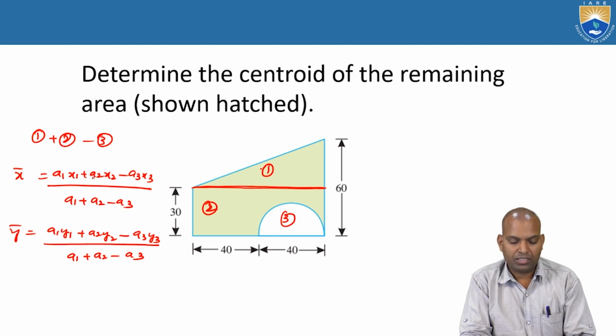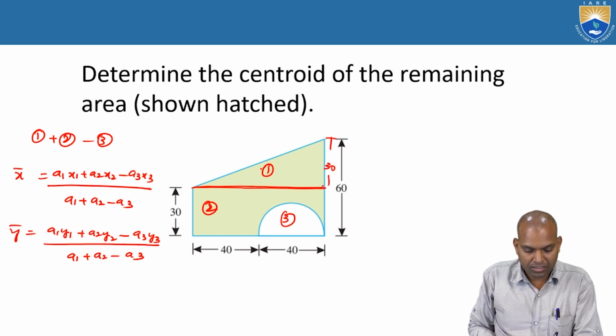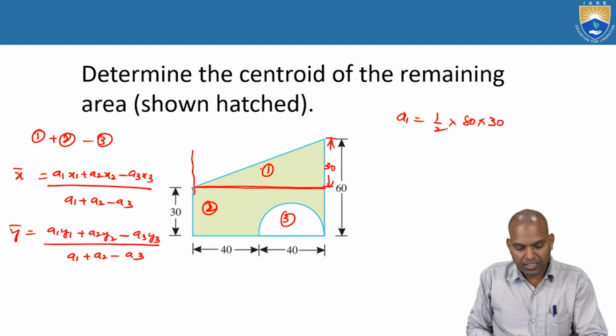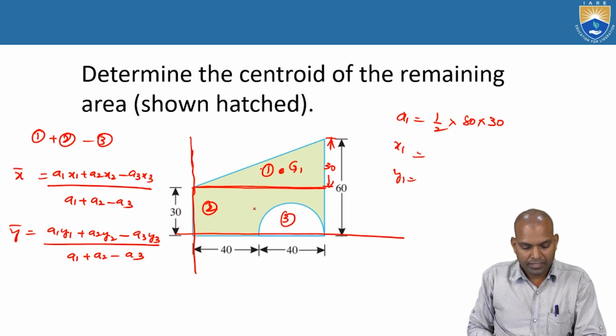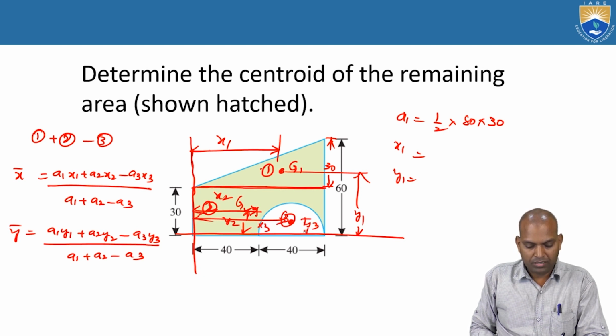What is the area of the section 1? Area of the section 1 is a rectangle, or a triangle. Here, what is A1? Area of the triangle, base is 80, height 30. Consider the reference axes xx and yy. This is x1, similarly y1. Find out x1, this is the g1 distance. Here, g2 is somewhere else, this distance is x2, and from here to here, that is y2. And here it is x3, and here it is y3.